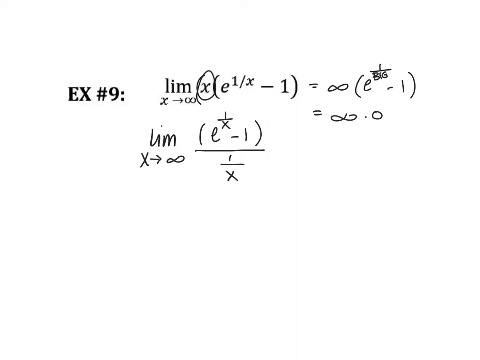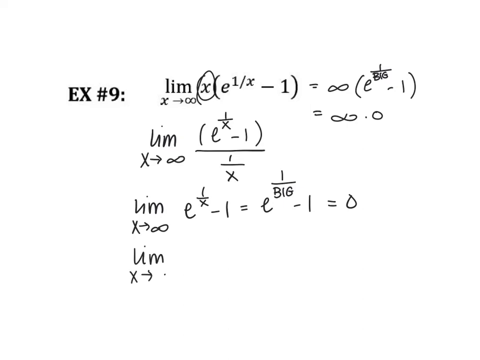And so now let's look at our limits separately. We're going to have the limit as x approaches infinity of e to the 1 over x minus 1. That's going to be e to the 1 over big minus 1, that is going to yield 0. And the next one, the limit as x approaches infinity of 1 over x, that again is going to yield 0. So now we're ready. We have our ratio of 0 over 0. So now we can do our L'Hopital's rule. And so if we do that, we've got to look at our derivatives.